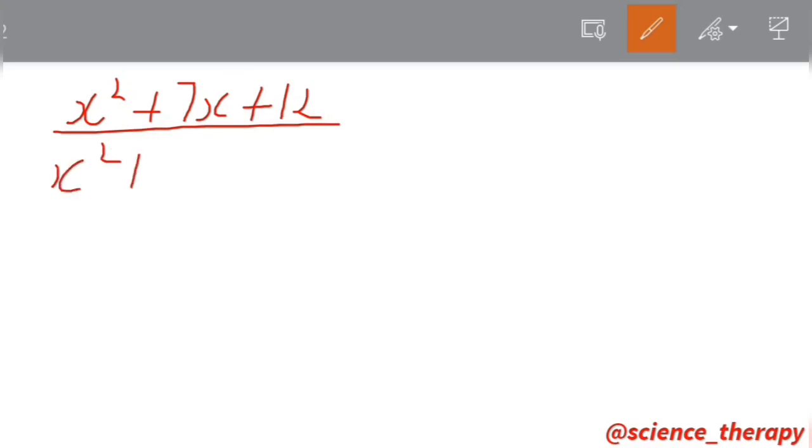Let's look at yet another one. Let's say now we have x squared plus 7x plus 12 over x squared plus x minus 6. So with this one, we can see that we are dividing two expressions that are trinomials. So what do we do? Open two sets of brackets.